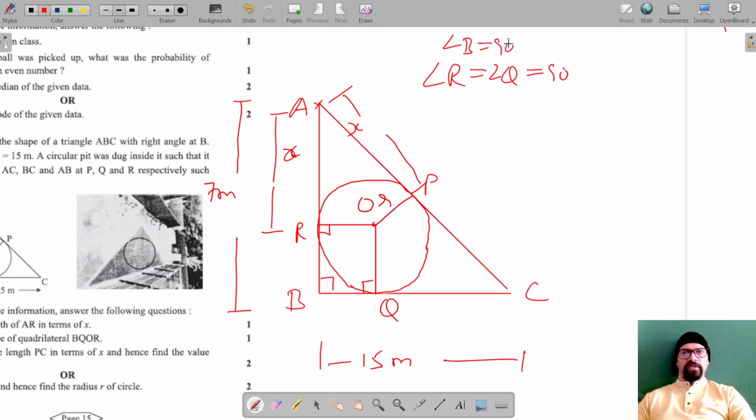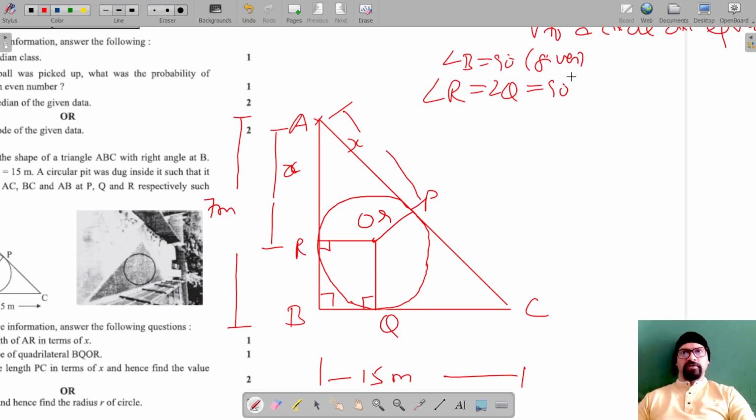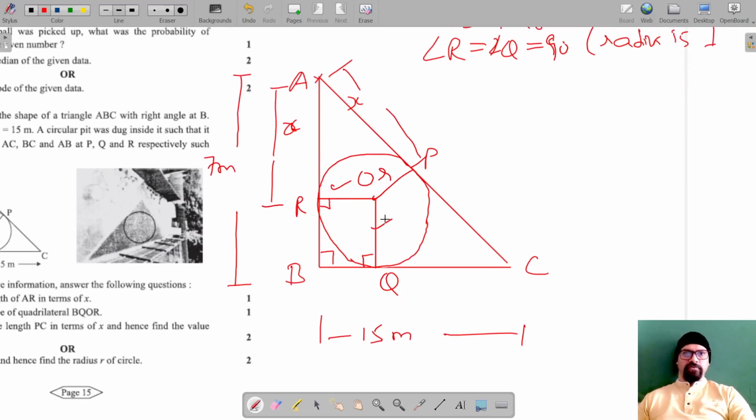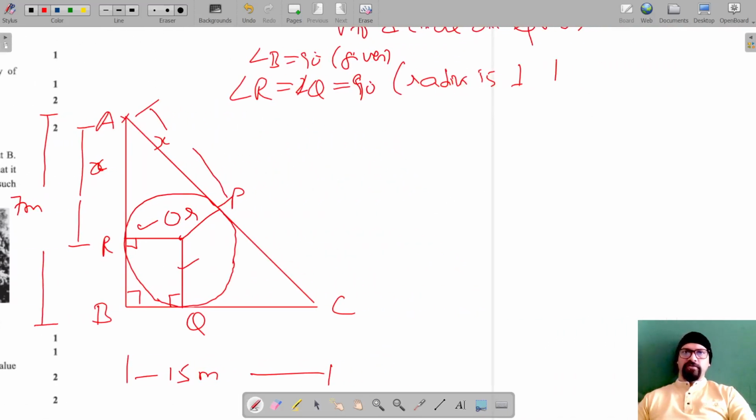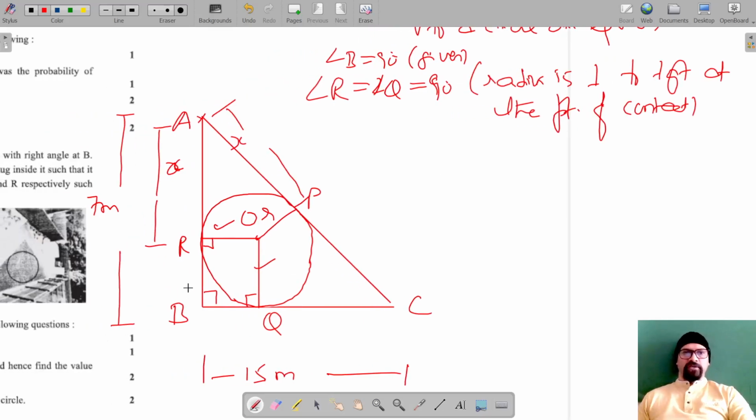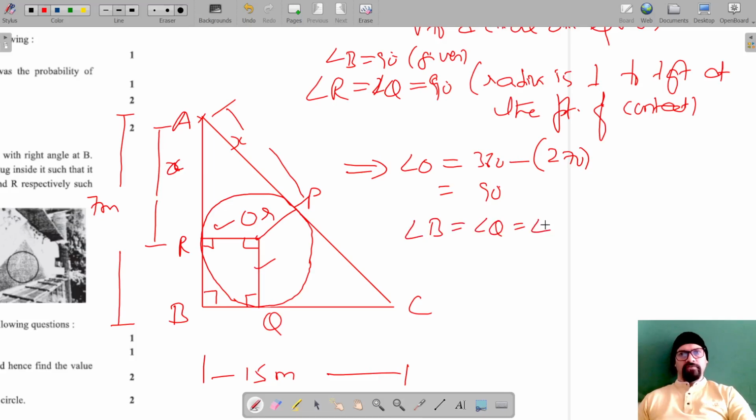Angle B is equal to 90 degrees because it's given. And R and Q are 90 degrees because the radius is perpendicular to the tangent at the point of contact. OR and OQ are the radii. So these three angles are 90 degrees, and if we use the angle sum property, angle O is equal to 360 minus 270, the sum of the other three angles, which is equal to 90 degrees. So angle B, angle Q, angle O and angle R are all 90 degrees.